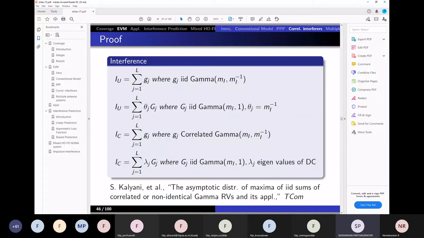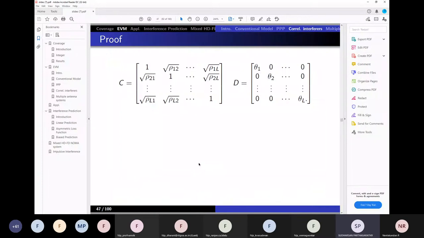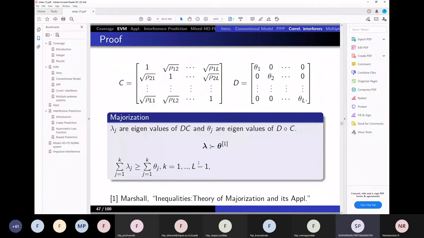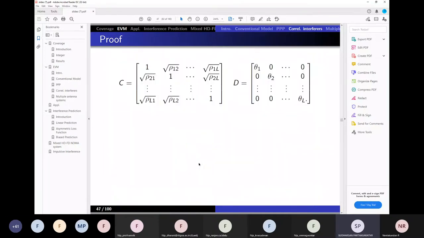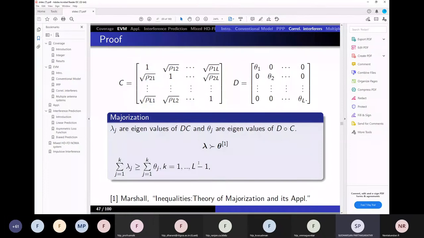So we have a similar DC matrix here also for Nakagami fading, slide number 47. C is a correlation matrix as we saw before. D is this diagonal matrix, which has all these theta values. If we go back to slide number 46, you can see these theta values here, right? IU equals the summation of theta j into capital Gj. So that will be in the diagonal elements of the D matrix. Okay. Next.